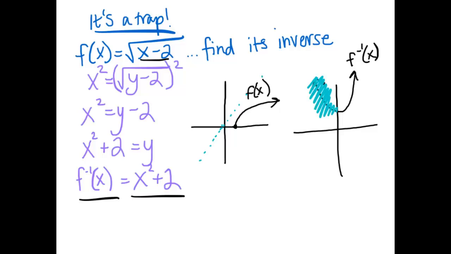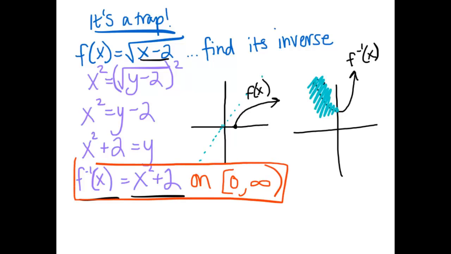So how do we fix that? Well, graphically, we of course would only care about that right-hand arm of the parabola. Algebraically, I have to add a restriction on the domain. I only want x squared plus 2 only from 0 on, so only on 0 to infinity. This is our inverse. Without that added restriction on the domain, it's not a correct inverse. I have to tell the person reading this that I only want the right arm of the parabola. I only want half the parabola.